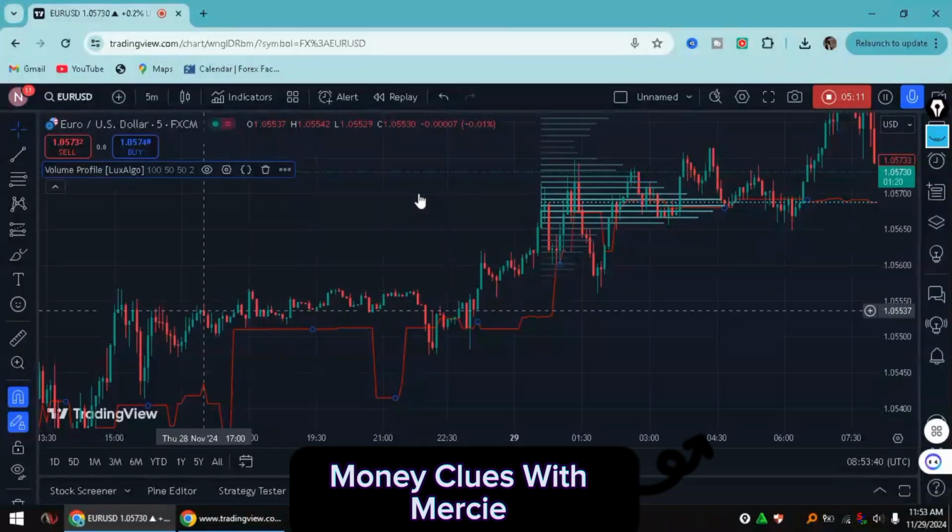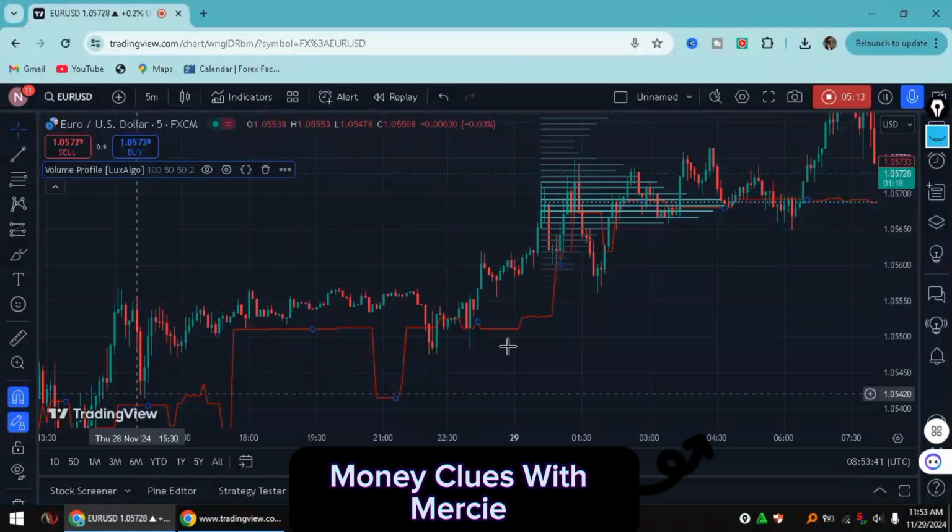So even if you forget at any given point to activate the POC line to be extended, just know you can highlight the level by yourself, and it becomes a level that you're supposed to watch the market from. And therefore, guys, it tells a lot and a lot. You can see when it moves horizontally, there is a level that you're supposed to watch the market from.